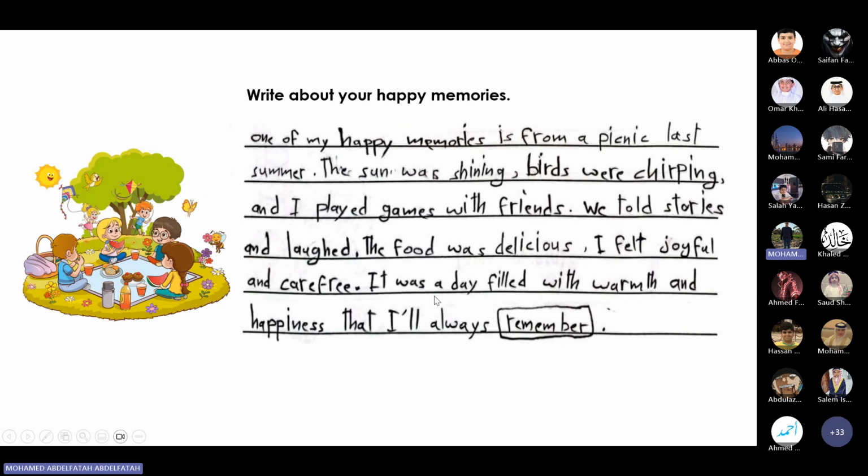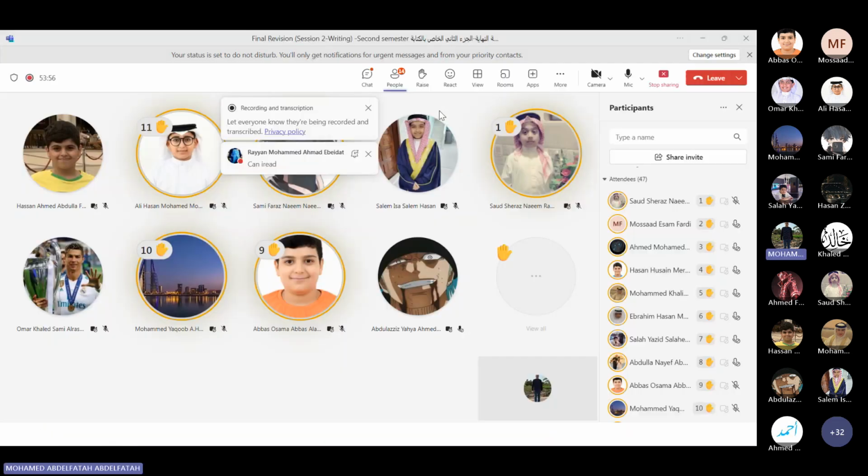This is from your class. Write about your happy memories. What is the best moment you had? Write about your best moments, write about your happy memories. All of them are true. In your exam, you can write about your happy memories, your best moments. That depends on you and the question that will come to your exam. Let's choose one.